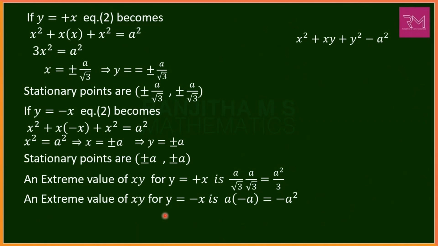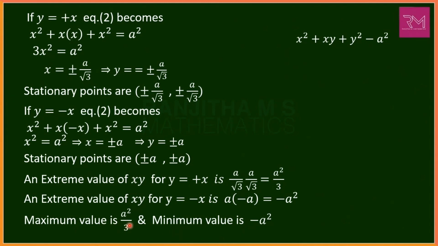In the similar way, the extreme value of x into y for the case y is equal to minus x is, here the stationary points are plus or minus a, comma plus or minus a. Substitute x value as a and y value is a. Here y is nothing but minus x, so we can take it as a into minus a. We get minus a square. This is our extreme value. Hence we can conclude that a square by 3 is a maximum value and minus a square is a minimum value for the given function.